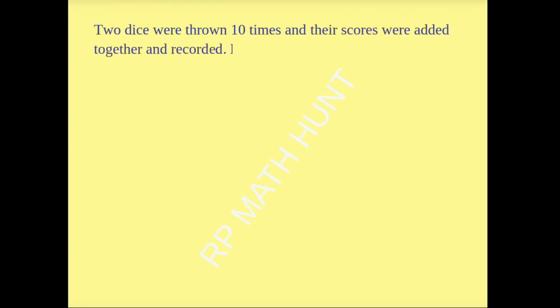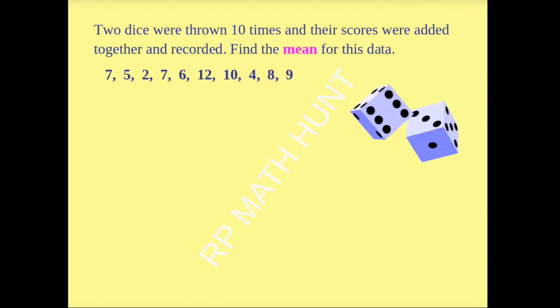Two dice were thrown 10 times and their scores were added together and recorded. Find the mean for this data: 7, 5, 2, 7, 6, 12, 10, 4, 8, 9.